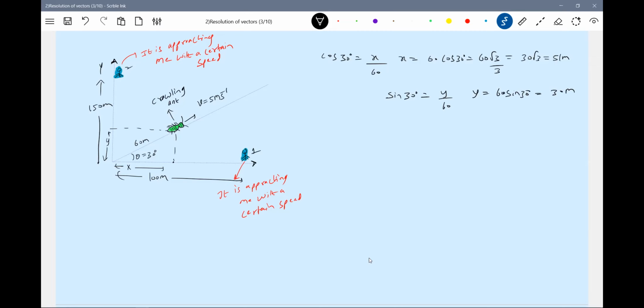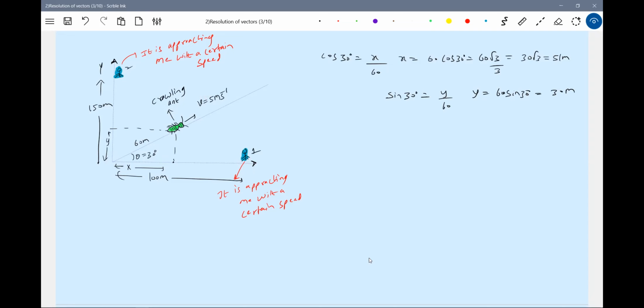So now, initially this ant was here. After a certain time, it has come here. So how much distance has it moved horizontally? 51 meters. Able to understand? Now what he says is that in time t, it has moved 51 meters towards me, along the x-axis. And it has moved 30 meters along the y-axis. So will he say that it is approaching me also? It is approaching me also. The comments are there from them.